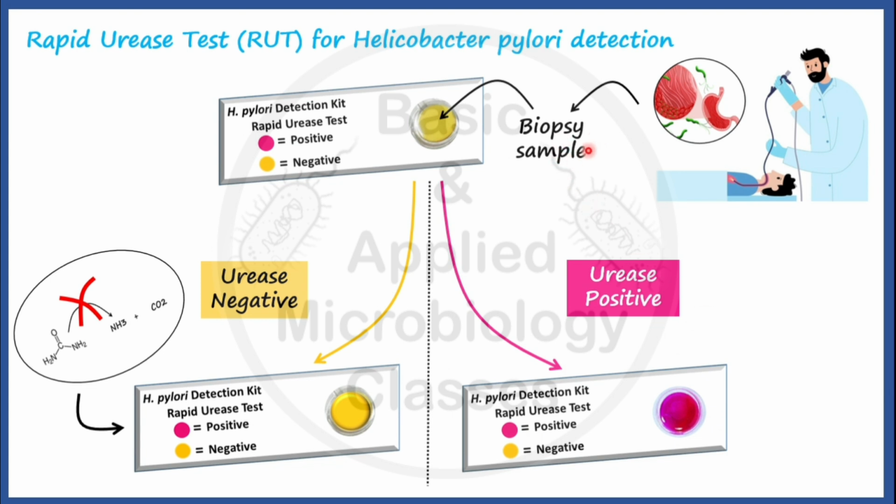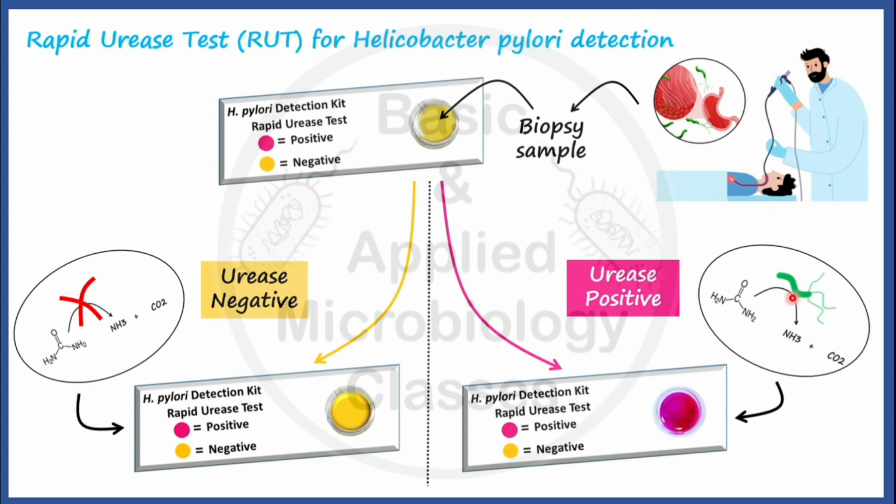On the other hand, if we talk about urease positive reaction, it means this biopsy sample was having what? A bacteria. What bacteria was it having? That was a suspected bacteria, Helicobacter pylori. The Helicobacter pylori bacteria was capable of producing the urease enzyme, and that urease enzyme has led to the conversion of urea present in this medium to ammonia and carbon dioxide, and this ammonia changed the color of the phenol red indicator present here to the pinkish color.